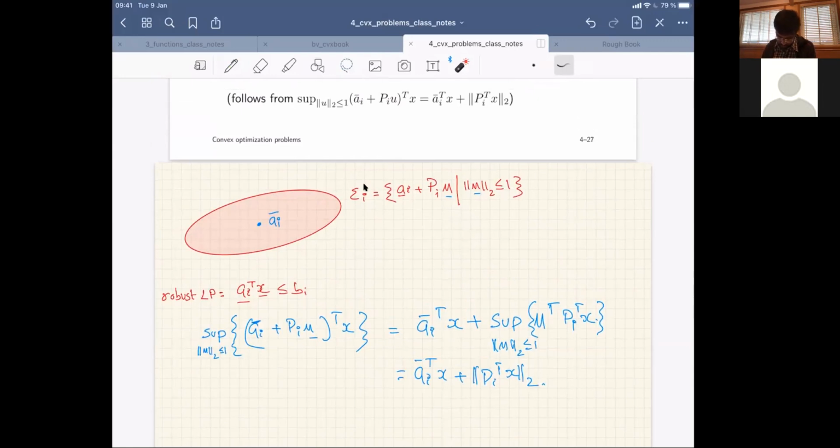From the robust LP, this constraint has to be satisfied: A transpose X less than or equal to B. Now, instead of A, I bring in this uncertainty. Instead of A, I pick the vectors from the ellipsoid and plug them in here. Then I take the maximum value of that, the supremum, and say that the supremum should be less than or equal to Bi.